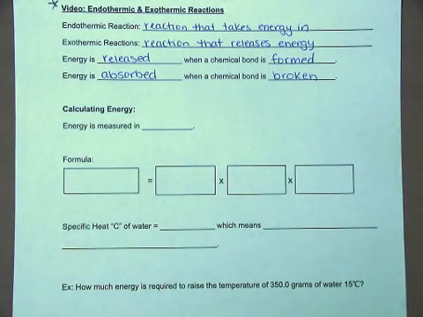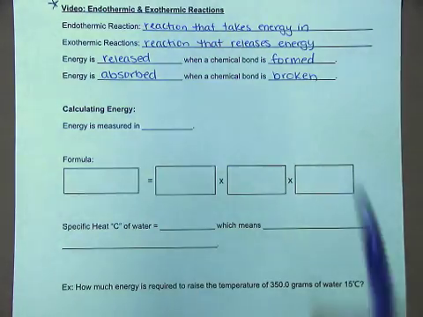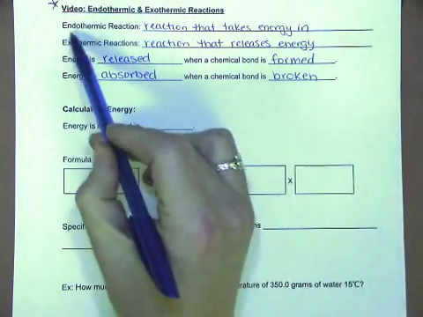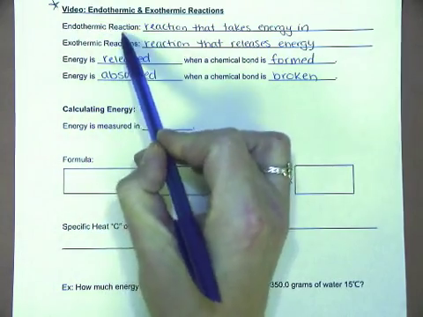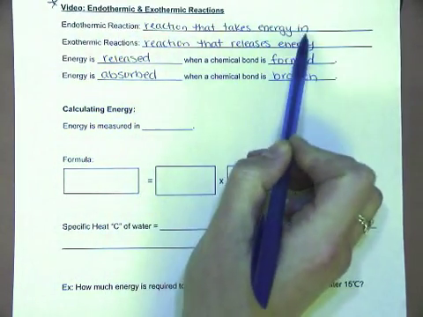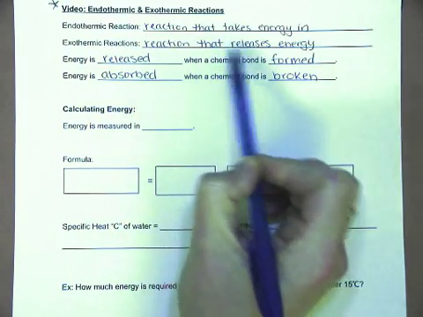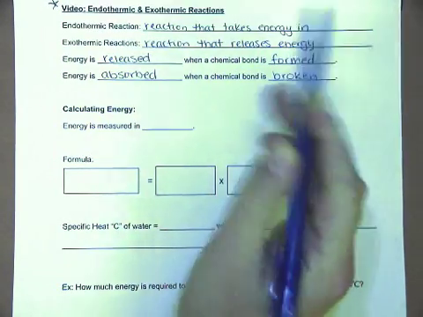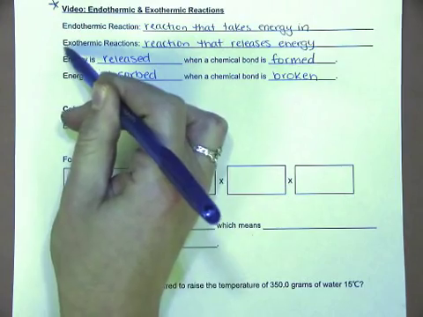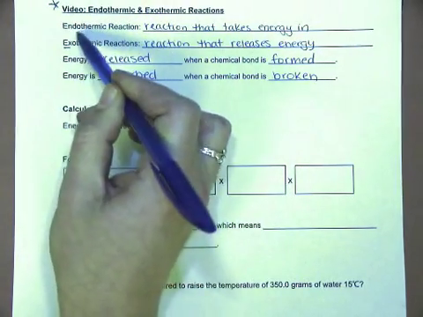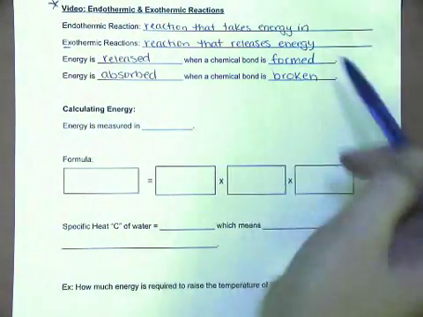This video is on endothermic and exothermic reactions. There are two types of chemical reactions. We can have an endothermic reaction, which is a reaction that takes energy in. We can have an exothermic reaction, which is a reaction that releases energy, so energy exits. So think of exit, exothermic. Endo is an entrance, so energy is coming in.